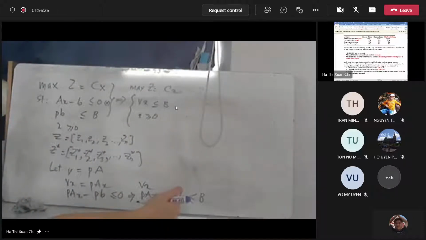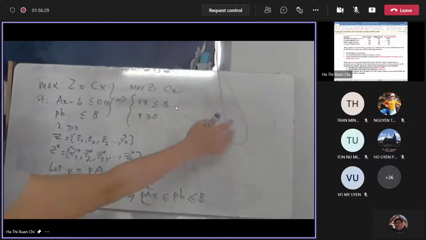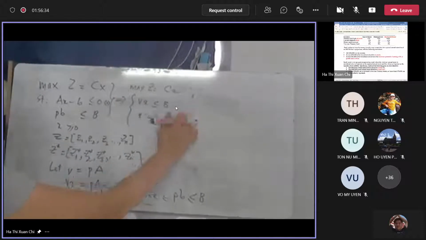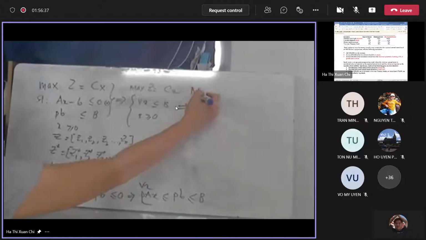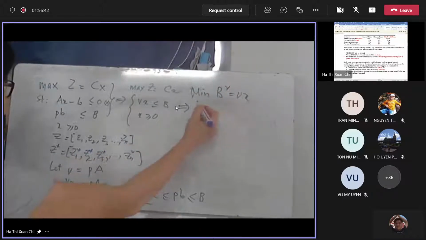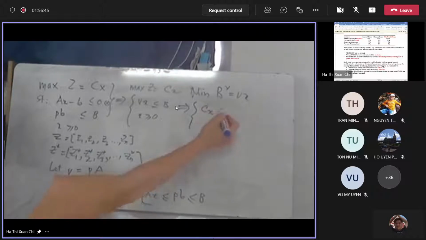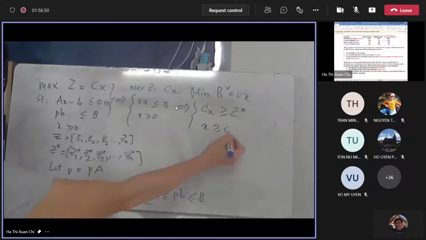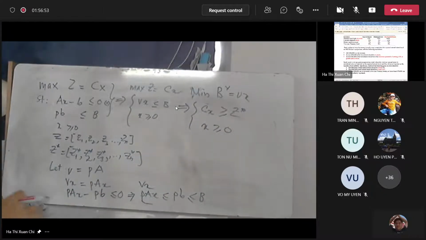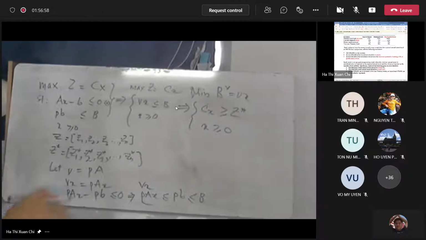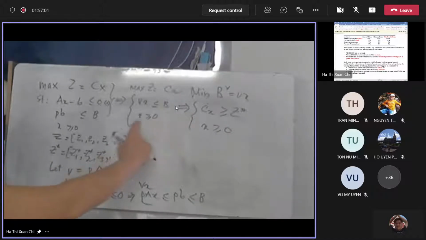So from the model here, I can write it like this: minimize B star, where B equals Vx, and I have Cx greater than or equal to Z star, and x greater than or equal to 0. So how can I write from here to here? It is equivalent, everyone.